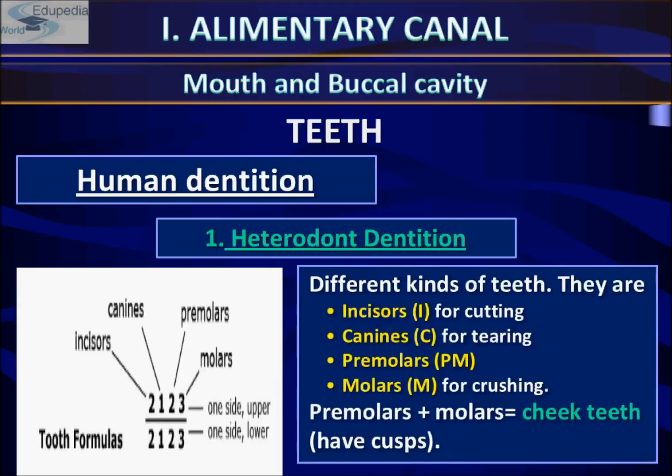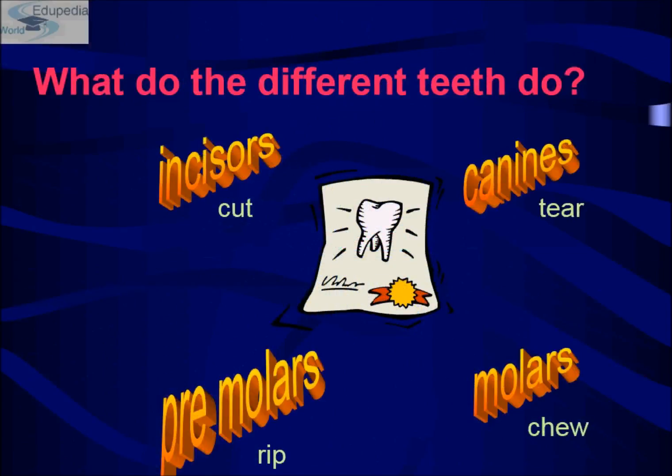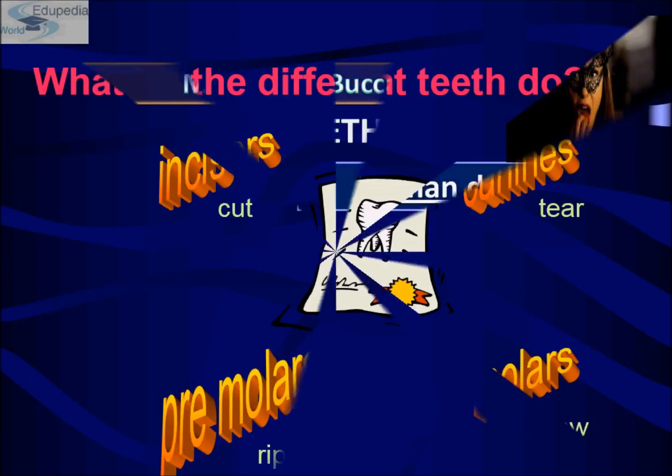Heterodont dentition, as I have just told you, has different kinds of teeth. Incisors, whose primary function is to cut the food. Canines are for tearing, and premolars and molars for crushing. Always know that premolars and molars together form the cheek teeth that have cusps. What do the different teeth do? Incisors cut, canines tear, premolars rip, and molars chew.